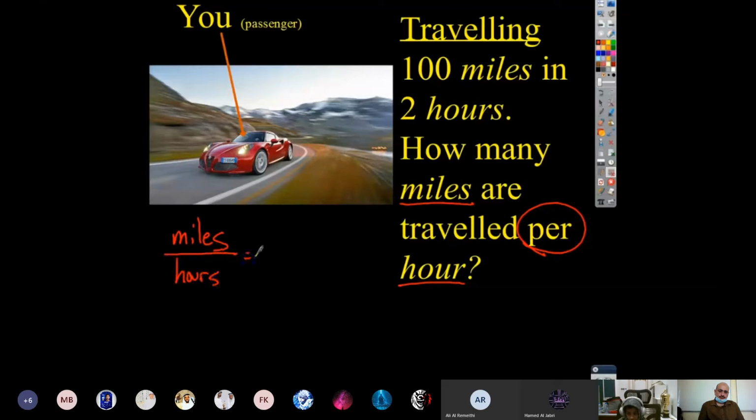Because then I've got my total amount of stuff, and the total amount of stuff divided by my groups tells me how much stuff is in each group. Okay, so that's what we're going to do here. We're going to just go ahead and fill this in. 100 miles in 2 hours gives me 100 divided by 2, which is 50 miles in 1 hour. So really I'm just dividing here to figure out how much is in each group.